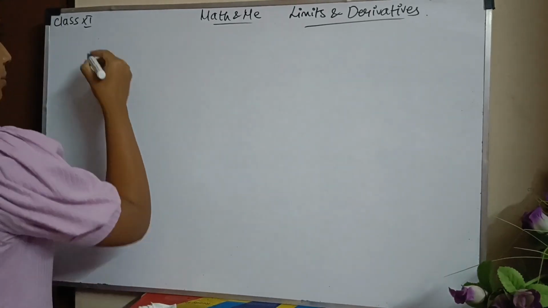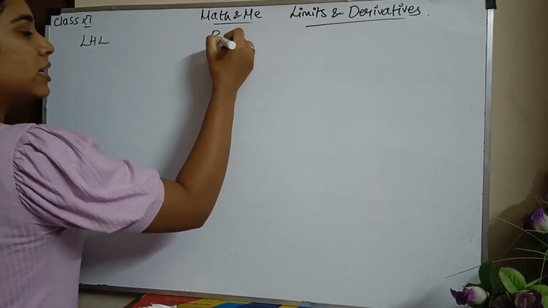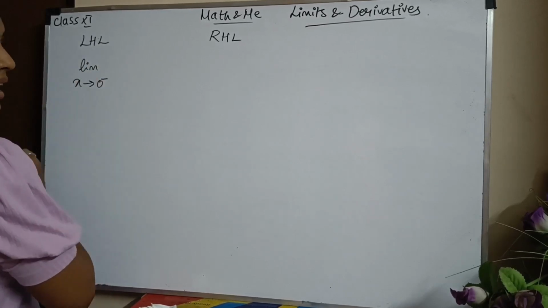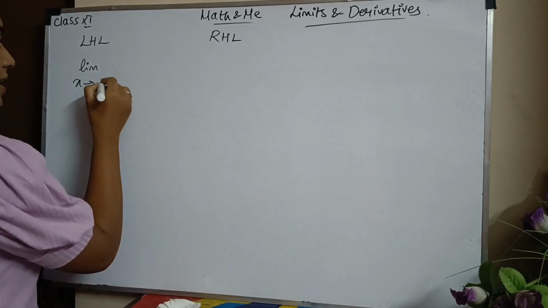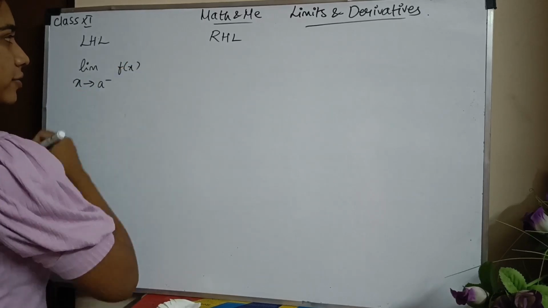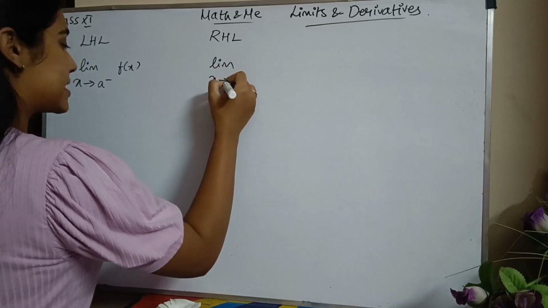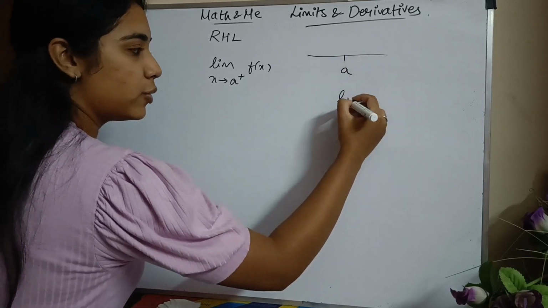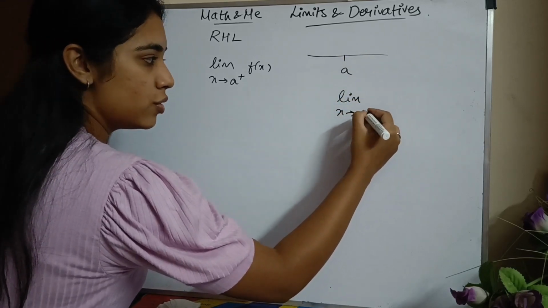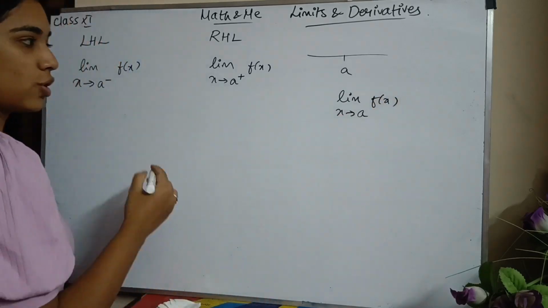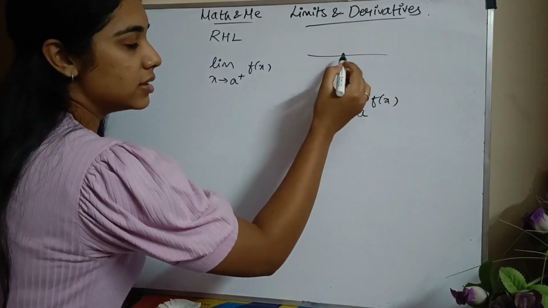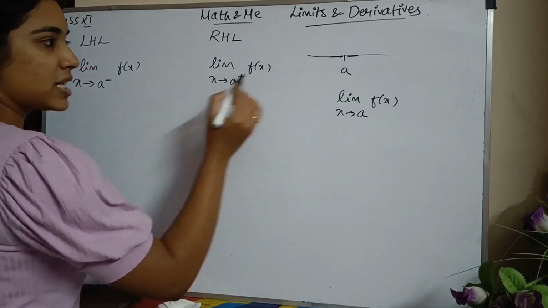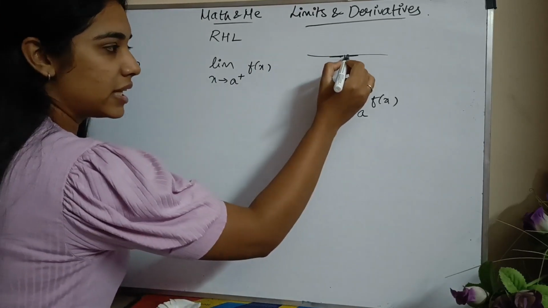Next we have the left hand limit and the right hand limit. You say limit x tends to 0 minus, or it can be any a minus. So let me take it as limit x tends to a minus of f of x, and my right hand limit is limit x tends to a plus of f of x. You have a number line, you have the value of a. What is a minus and a plus? It is some value which is just to the left of a or just to the right of a. So a minus will be to the left of a, and a plus will be to the right of a.